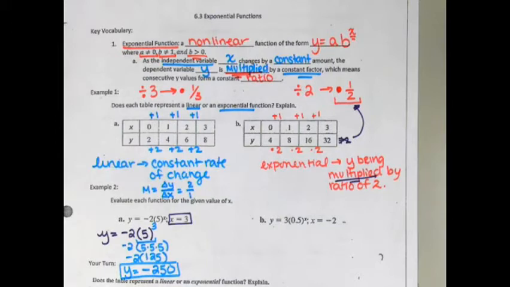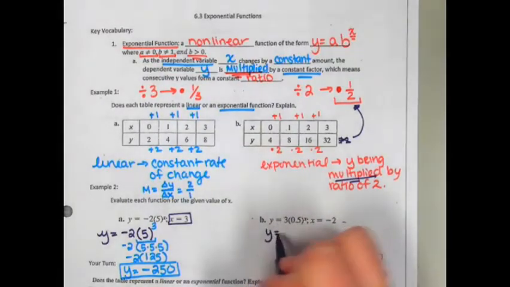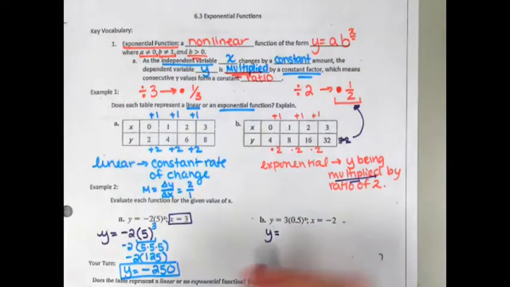All right, let's look at B. y equals 3 times 0.5 to the x power. And I'm going to put this as a fraction because I like fractions better. What is 0.5 as a fraction?